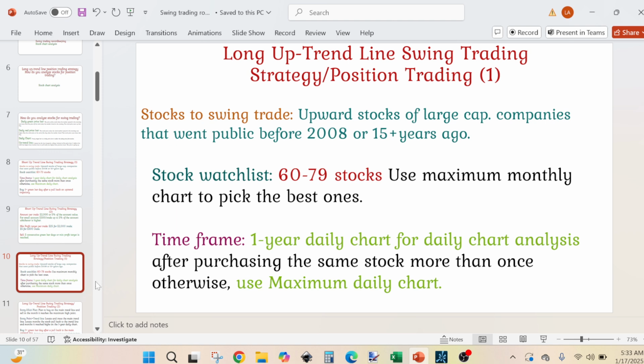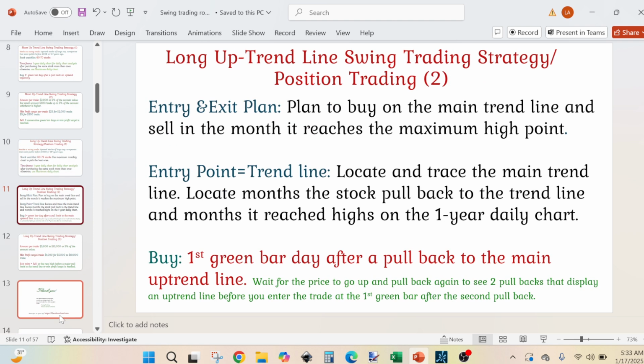But for this year, we like to trade on a long uptrend line. So that's the long uptrend line swing trading strategy. The principle is the same as last year when it comes to picking stocks for watch lists, but the difference is we pick a trend line which is long, and because we are at the beginning of the year, we pick a trend line that is longer than 1 year to be our entry point, and we just wait at that trend line.